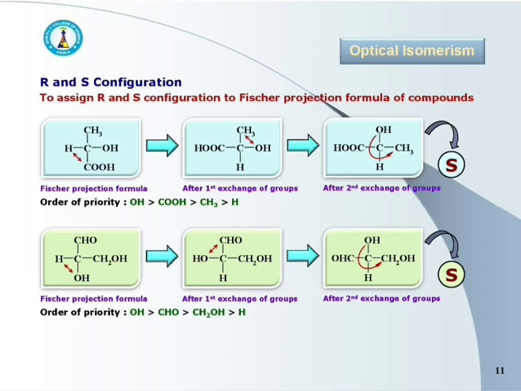In this way, we have to assign R and S configuration. Please remember to bring the lowest priority group to the bottom position. To do so, it is always essential to carry out an even number of exchanges between pairs of groups attached to the asymmetric carbon.